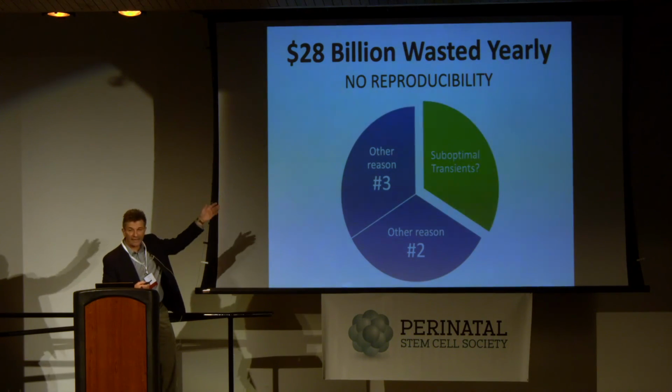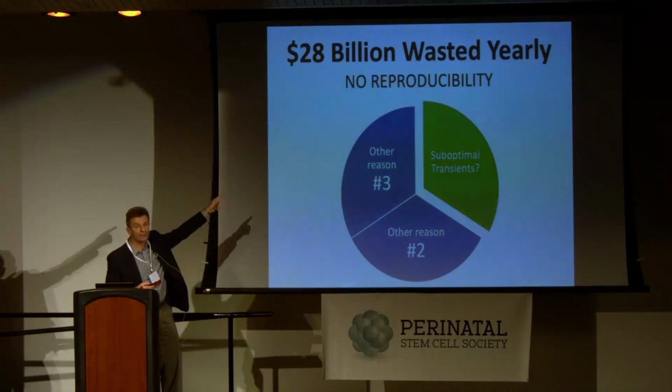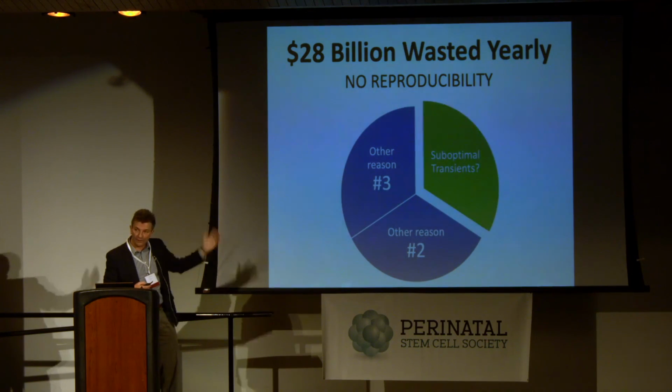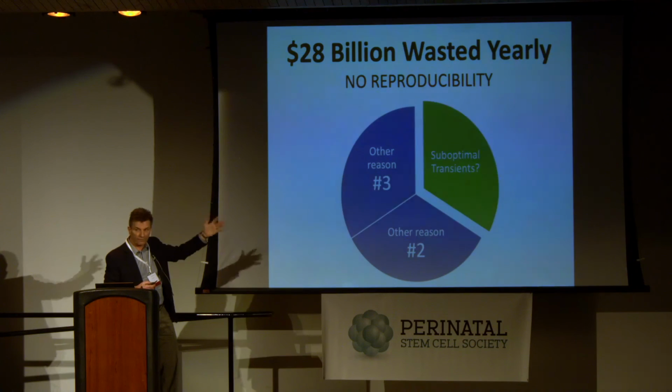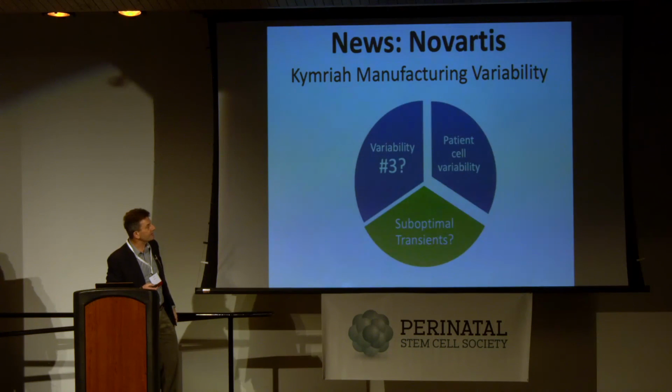So I would say absolutely confidently that suboptimal transients are a major cause of this $20 billion worth of waste of taxpayers' money. It's not the only thing, but it's one of those. I guarantee it, because that's what people have been publishing on for a long time.